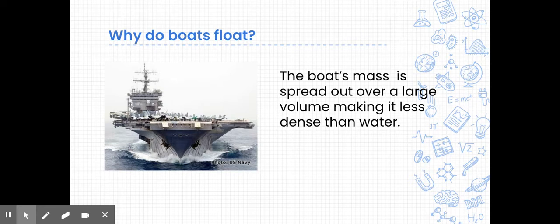The boat's mass is spread out over a large volume, and it's got a lot of empty spaces, right? So that means it has a large volume, and its volume and mass make its density less than 1, or very close to a little under 1. Which means that sometimes, when you put more stuff in it, the boat will go deeper into the water, but it's still floating.